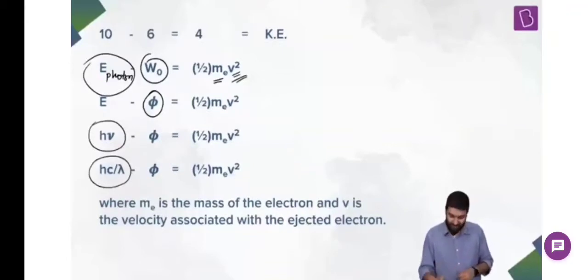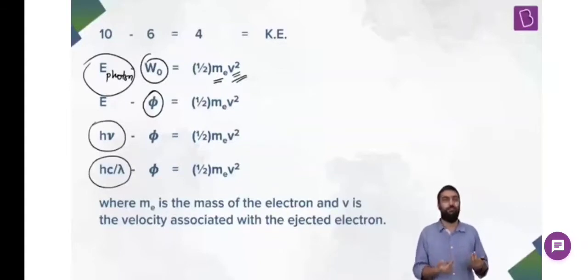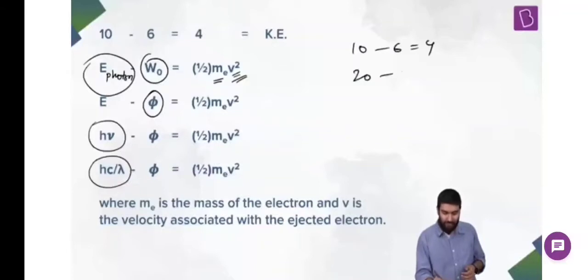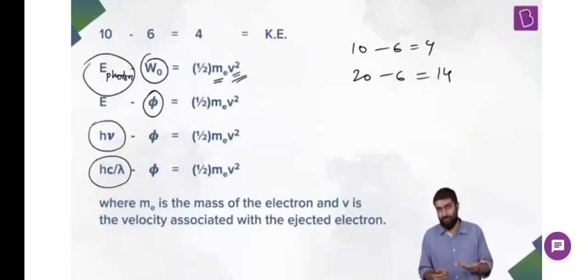All right, okay, fine. I can already see that if I'm using a highly energetic photon, let's say instead of 10 minus 6 equals 4, I'm using 20 minus 6, then I have 14. So I have a highly energetic electron coming out, a faster electron coming out, right?